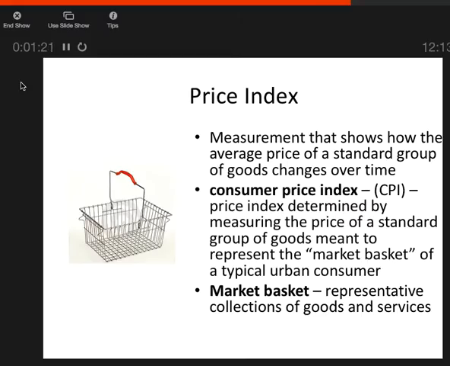Now, how do they come up with this inflation rate? Well, we use something called the price index. This shows the average price of a standard group of goods that change over time. One of the most common price indexes out there is called CPI. What it does is go around and find out what typical items an urban consumer would purchase. They come up with 8 different categories, and they put everything into this market basket.